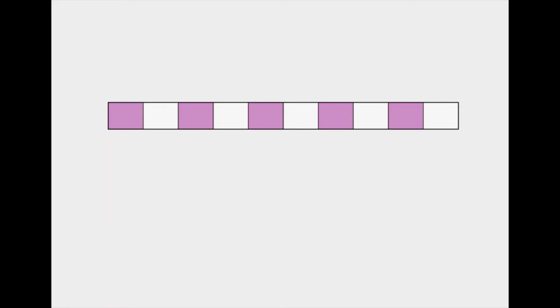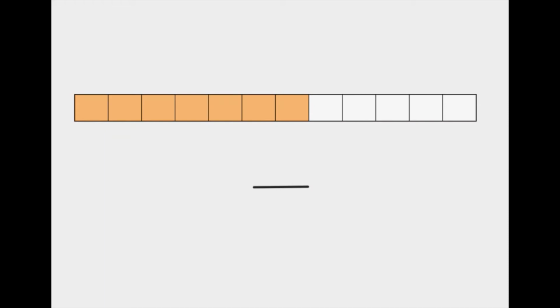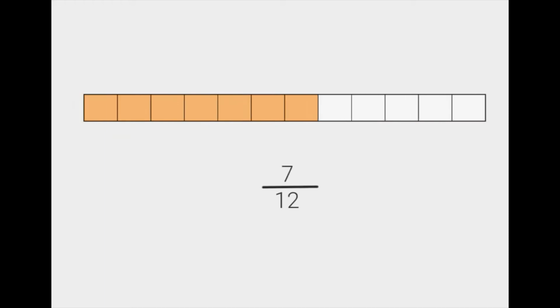What fraction of the rectangle is shaded? 1, 2, 3, 4, 5. Since 5 of the 10 parts are shaded, we say that 5/10 of the rectangle is shaded. What fraction of the rectangle is shaded? Since 7 out of the 12 parts are shaded, we say that 7/12 of the rectangle is shaded.